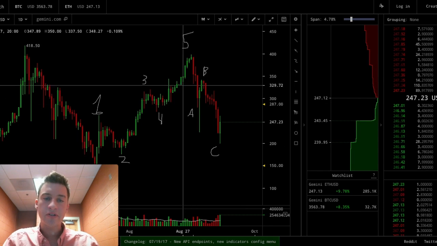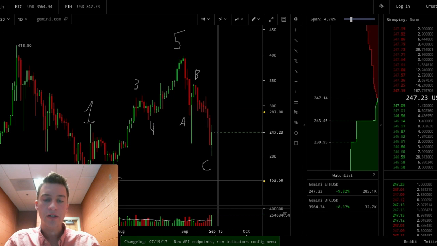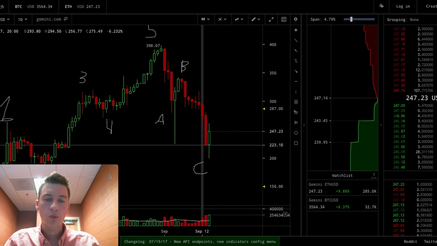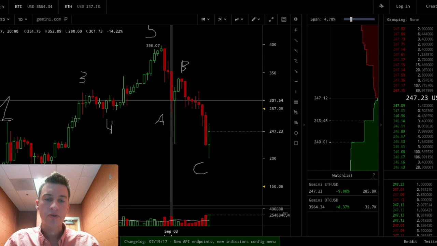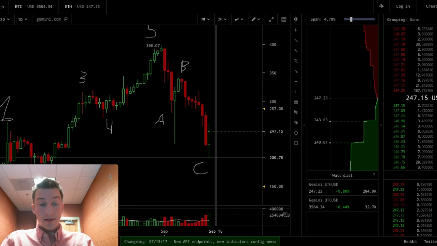Or this is just an ABC correction for Ethereum, and you get the upside because of this gigantic volume here, this wild tail down here, that kind of mirrors the structure of what happened with Wave B. So that was a lot.